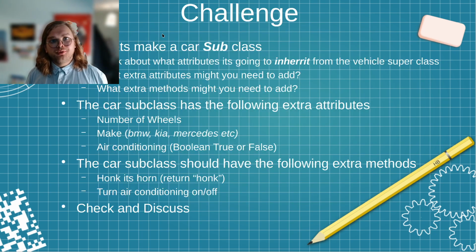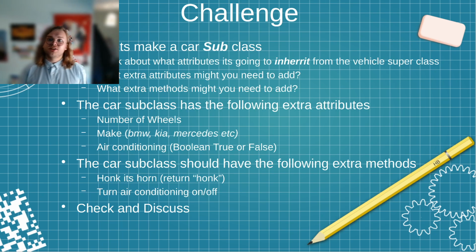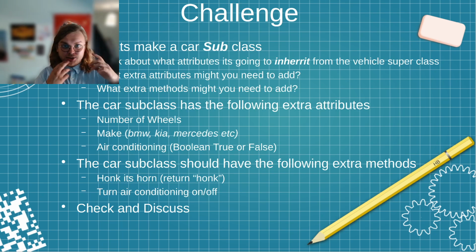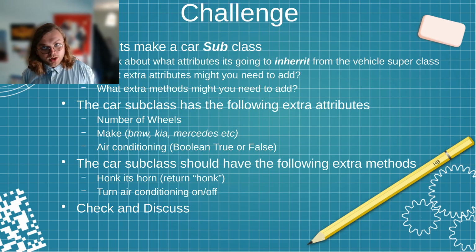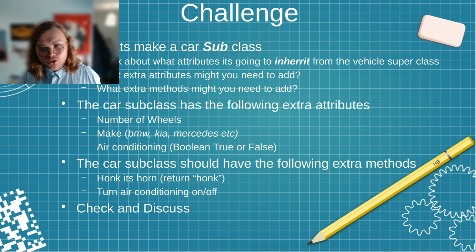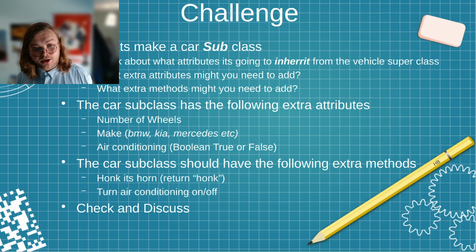So now we want to make a car subclass, right? So what attributes is a car going to inherit from the vehicle superclass? What extra attributes might you add? And this would be a good chance to discuss it with the class. So the answer is it needs number of wheels, make, air conditioning, and I also want it to have an extra method called honk and something to turn the air conditioning on and off.